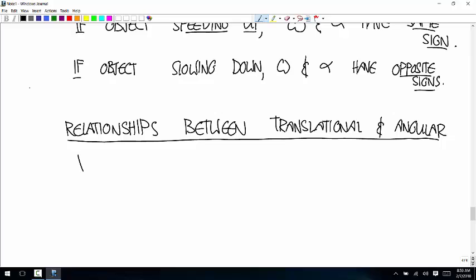First, the speed, which I always write as a capital V, is equal to the absolute value of the radius of the circular path times the angular velocity. So that r is the radius of the circular path.